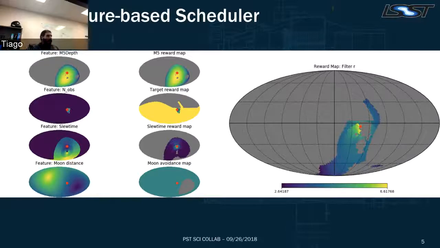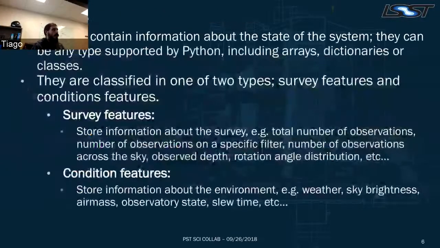So now let's go into details. What is a feature? What is in the middle? The reward map is computed using what we call the basis functions, and then the final reward map is computed by combining those reward maps from each basis function. So now let's go into details on each one of those. Let's start with the features, which is the bottom part of the logic here. Features are basically information.